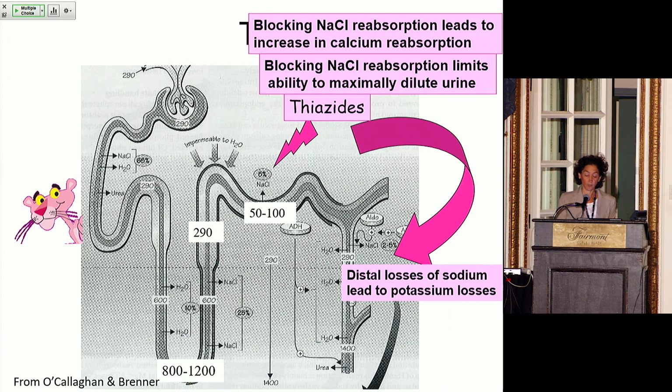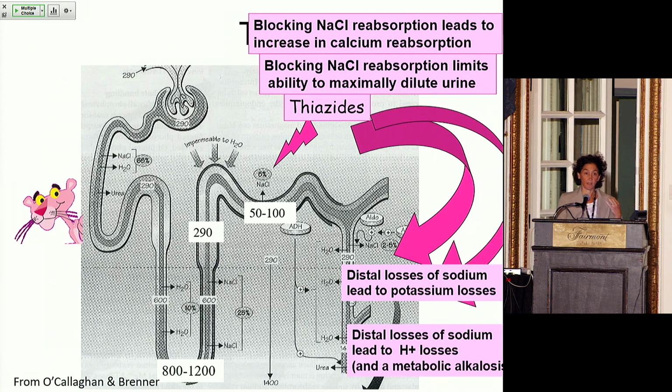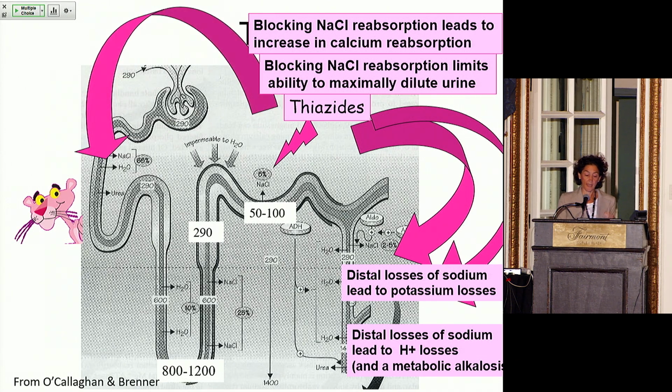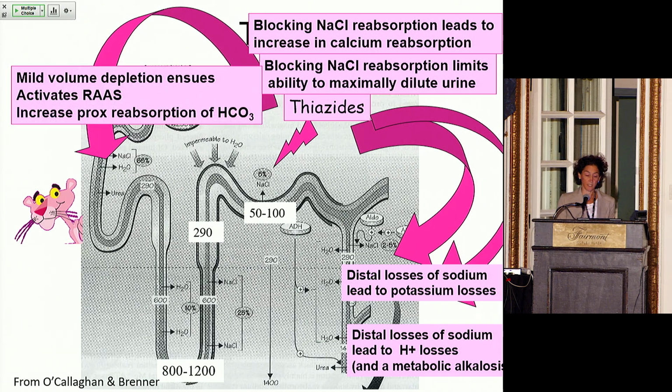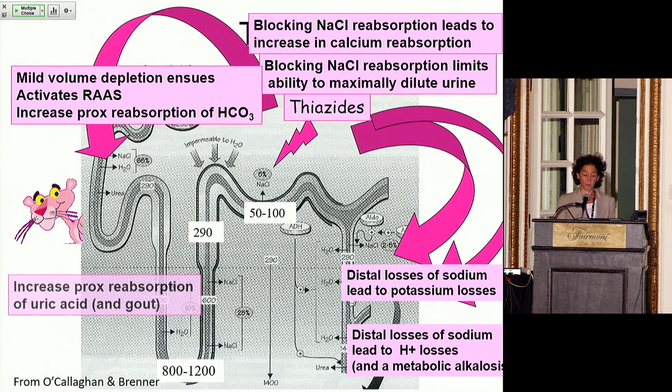Also, that increased distal loss of sodium leads to potassium losses, and so you get hypokalemia. And then it also leads to hydrogen losses, and so a mild metabolic alkalosis. And then the mild volume depletion that I mentioned leads to proximal reabsorption of bicarbonate, so the generation of the alkalosis from the losses of chloride here, and then maintenance because of reabsorption of bicarbonate proximally, and then finally reabsorbing other things there too, like uric acid, and we get some gout.